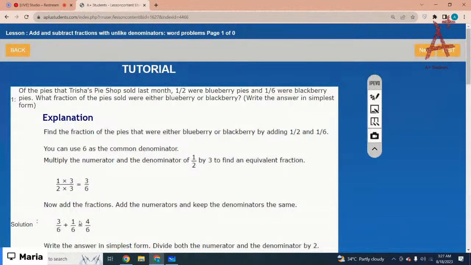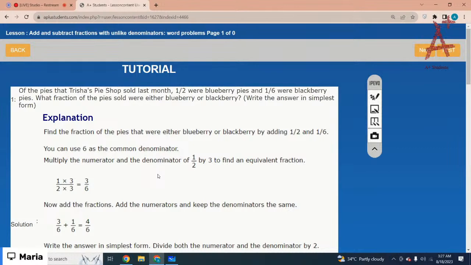Now you can add 3 over 6 plus 1 over 6. That makes 4 over 6, right? You have to write the answer in simplest form. That means if you have a common number that can divide both numerator and denominator, you have to divide the fraction by the common number, right?